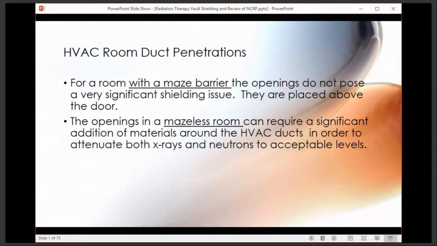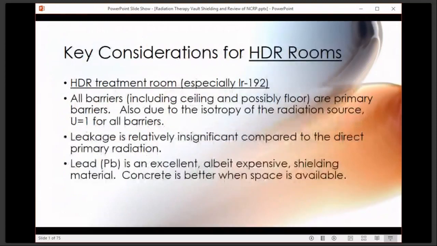Typically, photoneutrons will come down and come out, but it's up 8 feet above the floor, and generally it's fairly easy to shield if there's anything measurable there. In a mazeless room, these HVAC penetrations are very significant and require a fair amount of work to figure out how to shield them and keep it under cost.